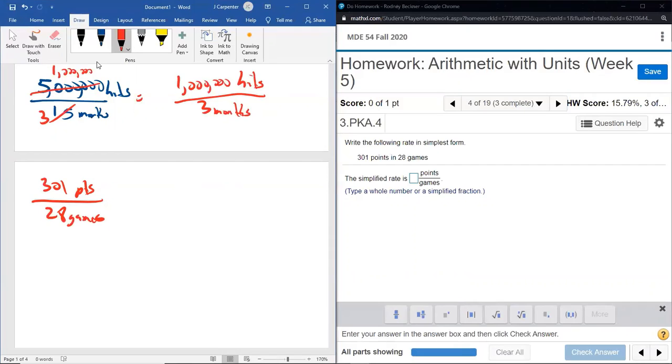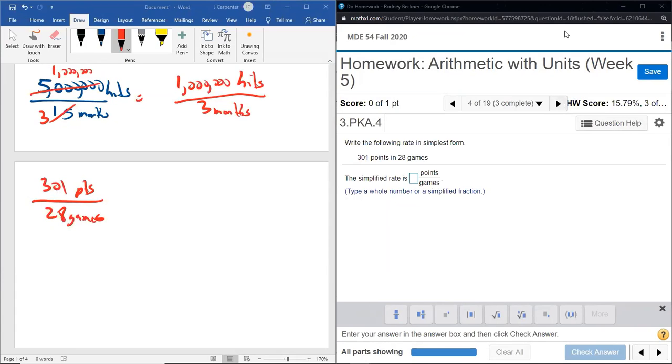Or maybe you just have someone who is scoring the exact same points every single game, and then once they hit that number of points, coach pulls them for some reason. I don't know why they would do that, but just go with it. All right, so 301 over 28. Well, 2's not going to go into both of those because the top one's odd and the bottom one's even. 3 is not going to go into either of those. It would go into 300, but not 301, and certainly not into 28. 5's not going to go in because they don't end in 5 or 0. So let's try 7 again.